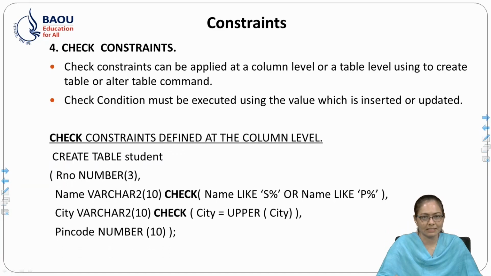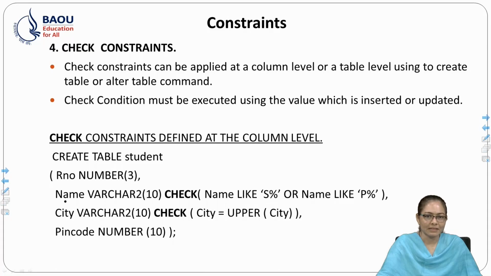Here we see the example, a check constraint defined at the column level. For example, insert the records into the student table whose names start with the character S or P and the city is in uppercase letters. See, how to write the query? Create table student, in brackets roll number, number and then size, comma name.